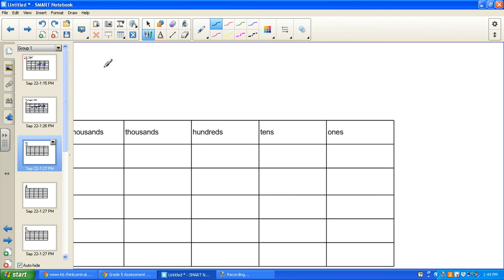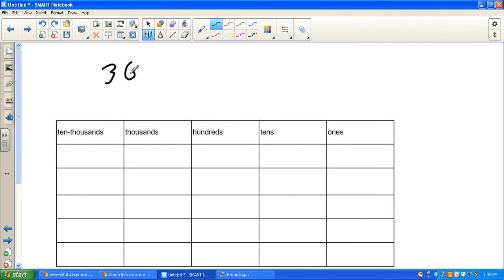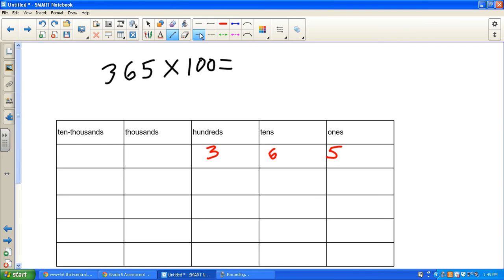This time we're going to try 365, big number, times 100. Now, if you think you know how to solve this problem, push pause, see if you can answer on a piece of paper, and then come back. If you're still a little bit unsure, keep watching the video. Here we go. My original number was 365. Remember the rule, I have to push it over 2 places because I have 2 zeros.